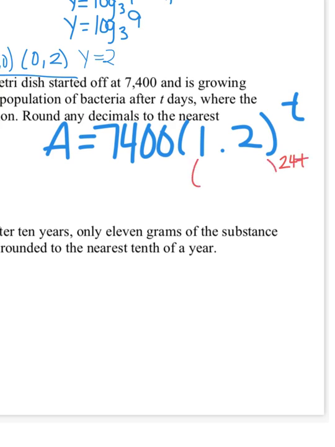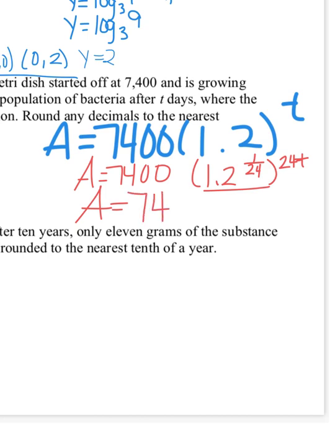You can't just do that, though. You have to do something that balances out the equation. So if you're going to change the exponent to be 24t, you have to raise what's inside to be 1 over 24. So now you have 7,400 times this number raised to the 24t. The question also says to round any decimals to the nearest thousandth, I believe, right? Yeah. So then if you type this into your calculator, your final answer is 7,400 times 1.008 raised to the 24t.